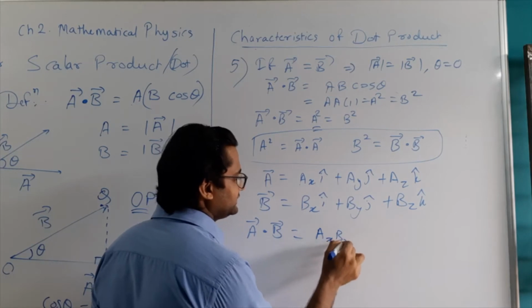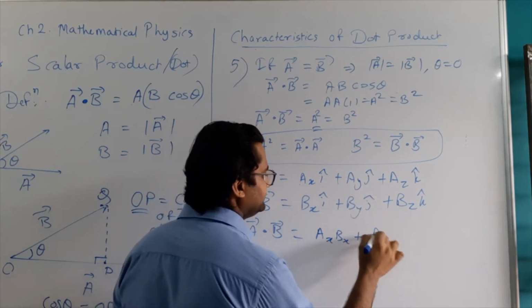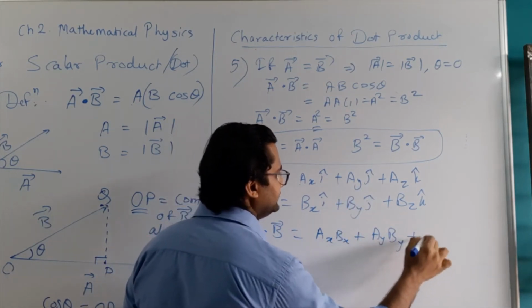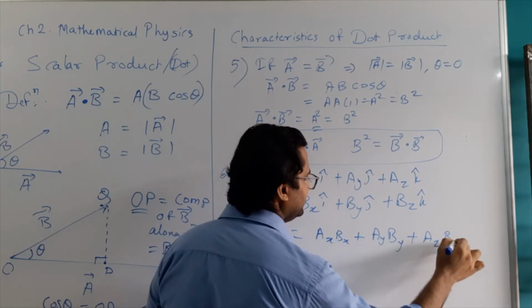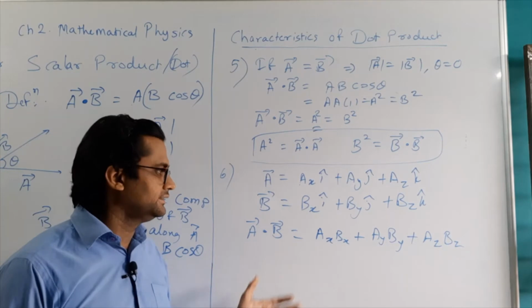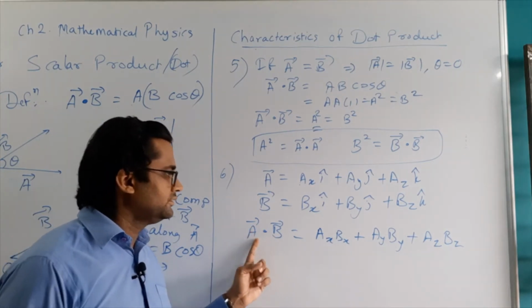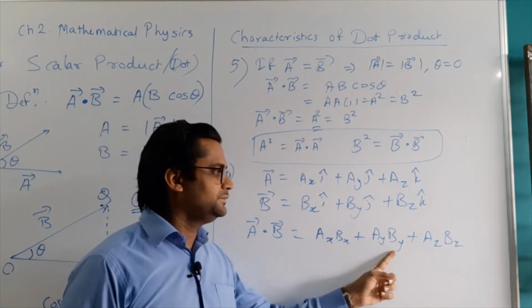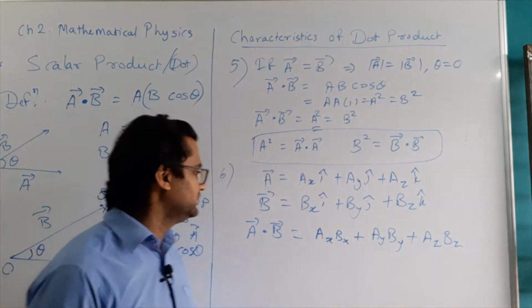So ax bx plus ay by plus az bz. This is a very important and very easy result. Okay, we will prove this in a later section. So this dot product is ax bx plus ay by plus az bz. We will prove this later on.